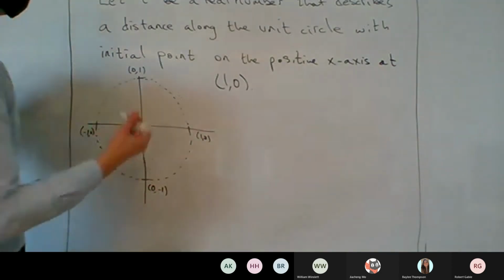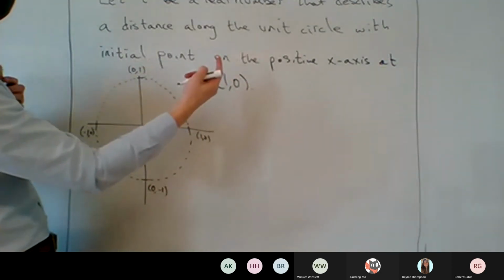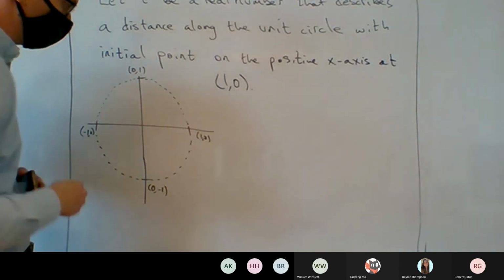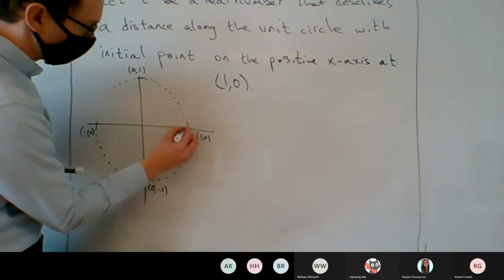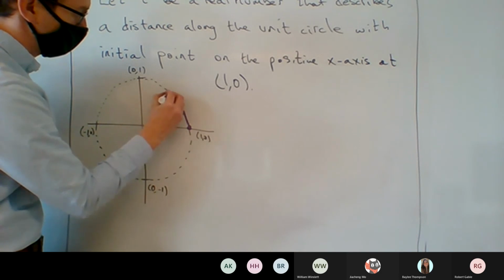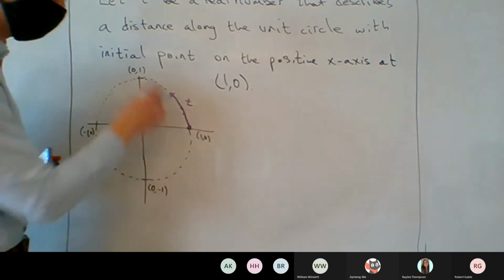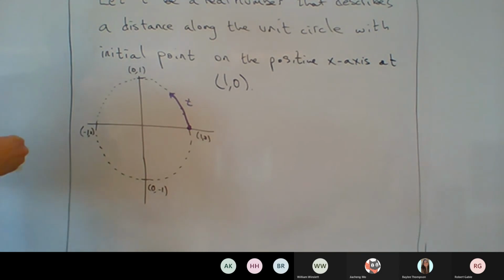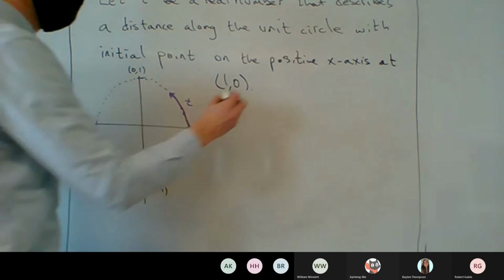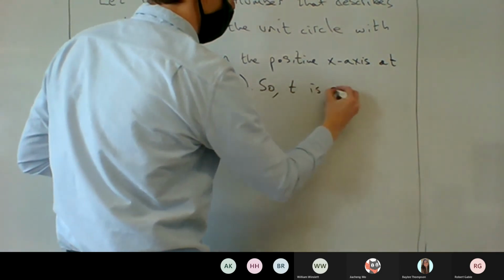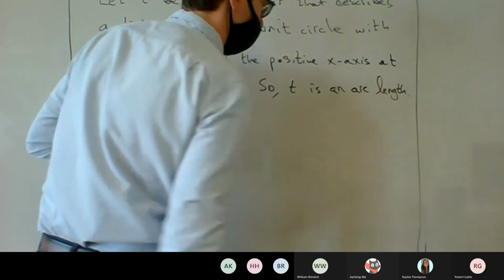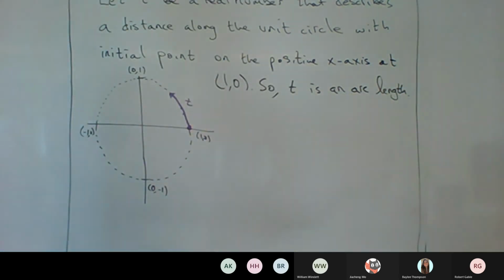So t is a distance along the unit circle with initial point on the positive x-axis. I'll use purple for t. So t starts here and travels some length like this, and that's t. T is that distance, the distance along a circle. What do we call a piece of a distance along a circle? So t is an arc length. That's the technical name for a piece of a circle like that.